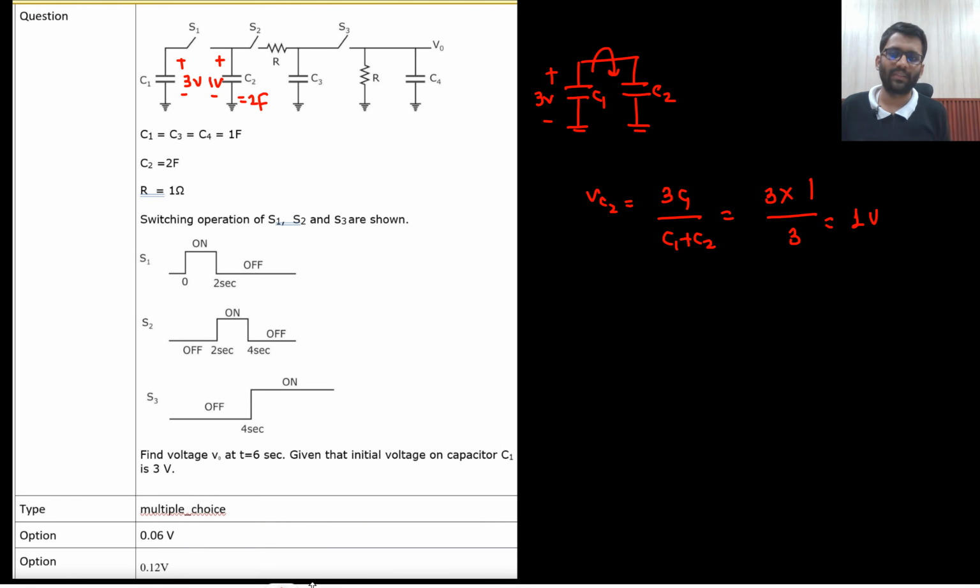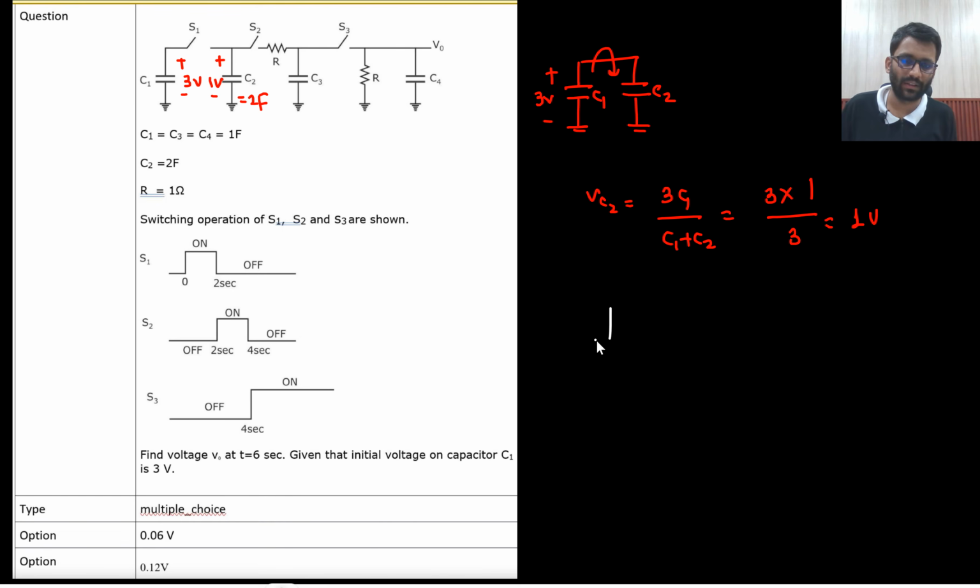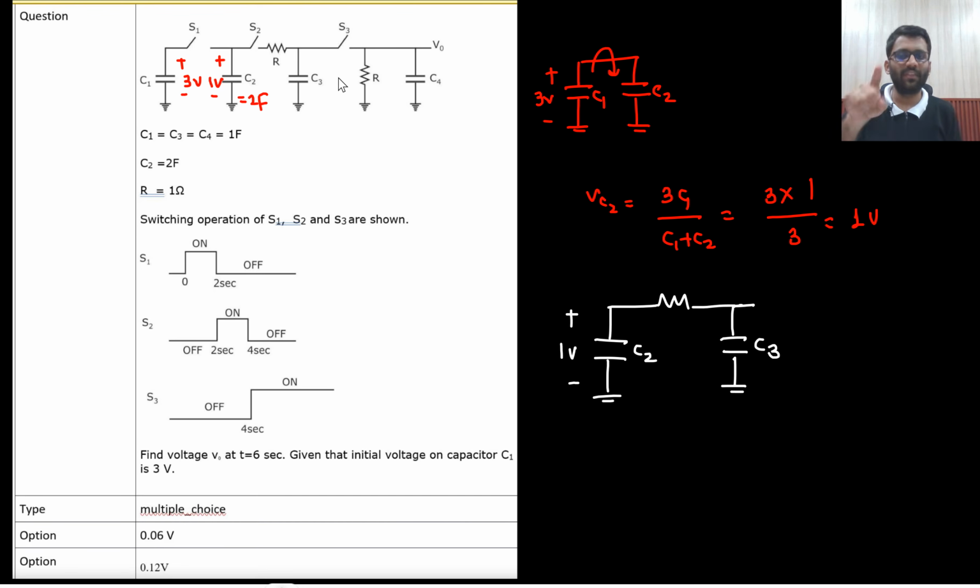Now what will happen? This S2 will come in action, right? The switch S2 will come in action. So now this C2 is charged to 1 volt. And then there is this resistance, and there is this another capacitor. We will be interested in VC3 potential. Why are we interested in VC3 potential? Because after that S3 will come in action. So I am interested in VC3 potential.